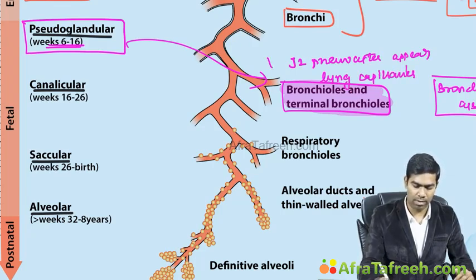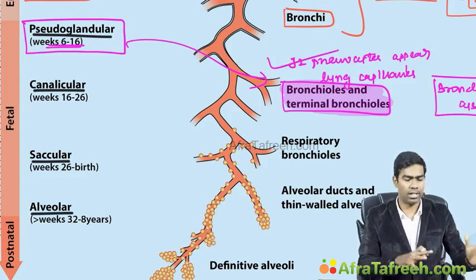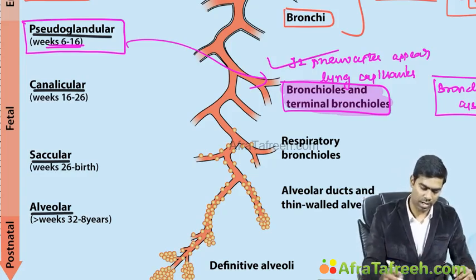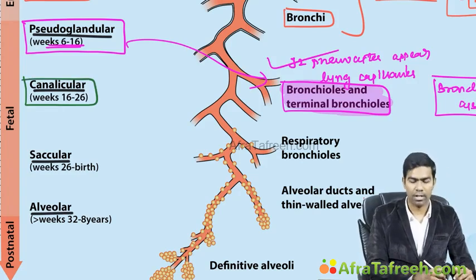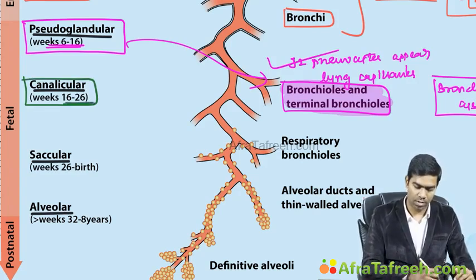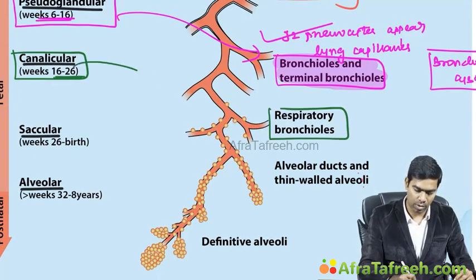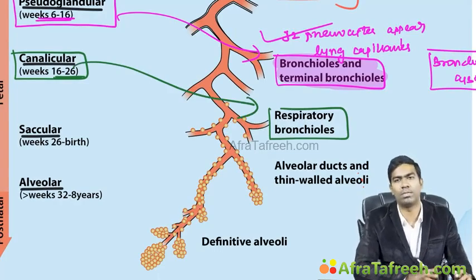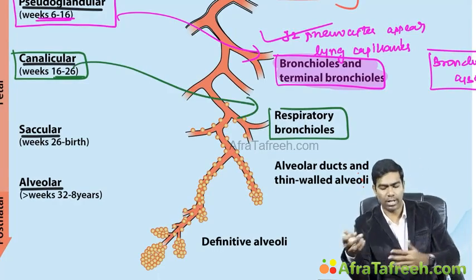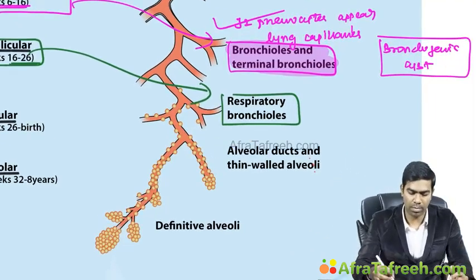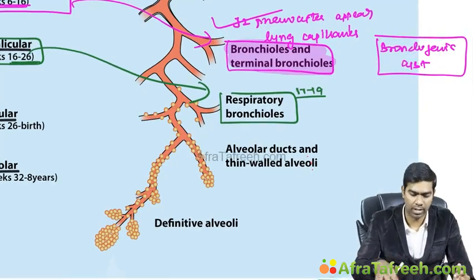They're not fully developed type 2 pneumocytes, but they tend to appear at this stage during the pseudoglandular period. Then you have the canalicular period, which lasts from 16 to 26 weeks. During the canalicular period, the most important event is the development of the respiratory bronchioles. So you are moving to the next generation, generating the respiratory bronchioles, typically generations 17 to 19.